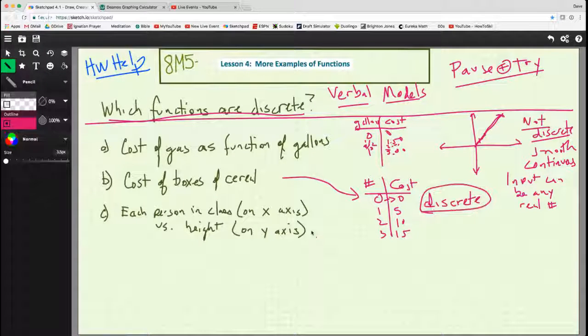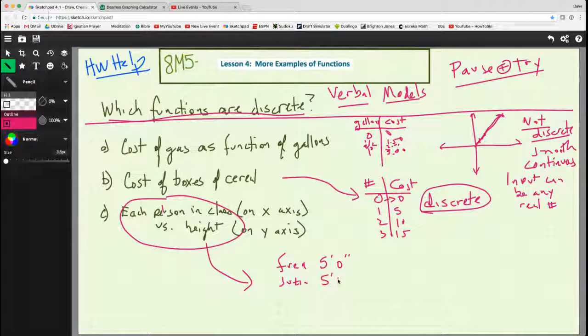And then each person in class, we've talked about this example. Fred might be 5 feet tall. Susie might be 5 feet 2 inches tall. Mr. L, who might be in class because I might be the teacher, I'm 6'4". I'm really tall. And so this is definitely discrete.